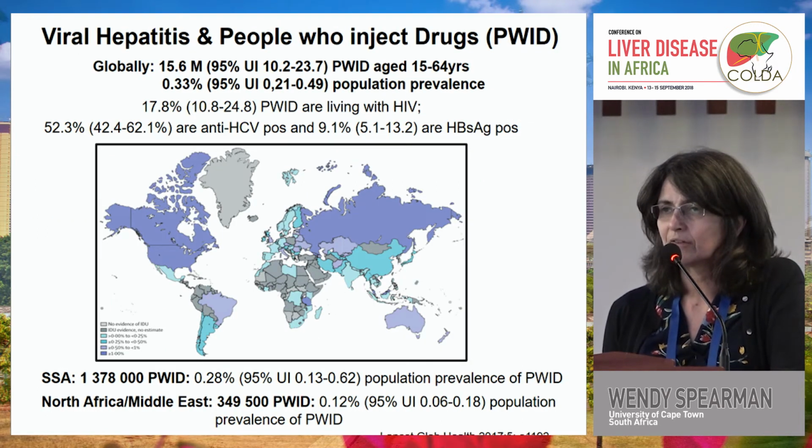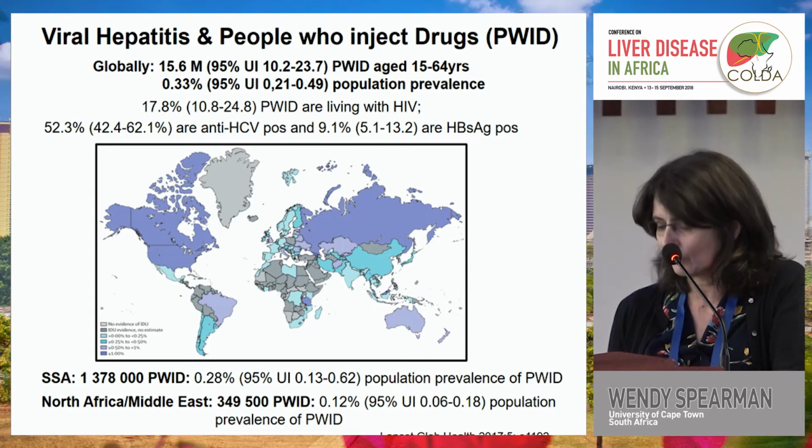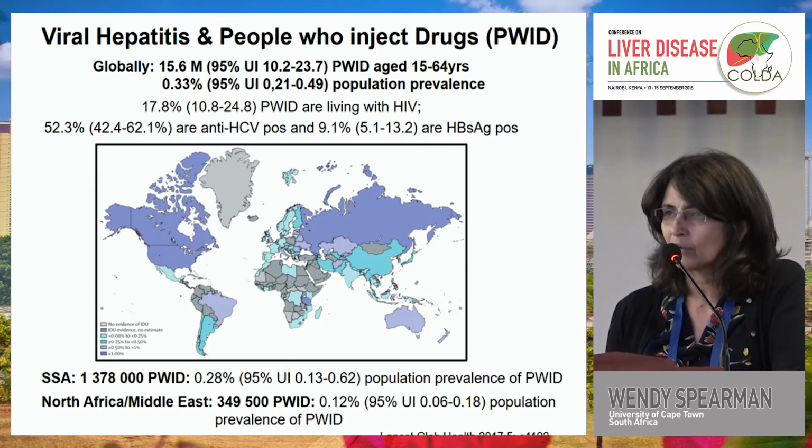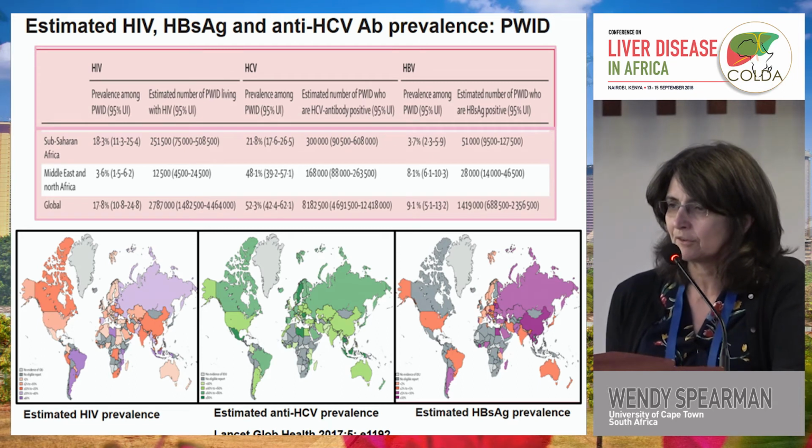If we look at the injecting drug users in more detail, globally, it's thought that there are 15.6 million aged between 15 and 64 years, accounting for 0.33% of the population prevalence. And in sub-Saharan Africa, it's estimated there are 1.3 million injecting drug users, or 0.28% of the population prevalence. In North Africa and Middle East, there are 350,000, accounting for 0.12% of the population prevalence of injecting drug users. And this is going to have an impact in terms of long-term morbidity or mortality, particularly in terms of developing cirrhosis and HCC.